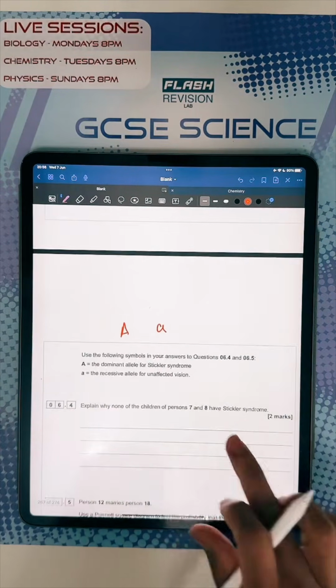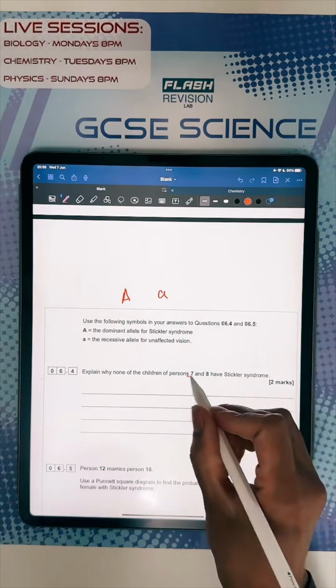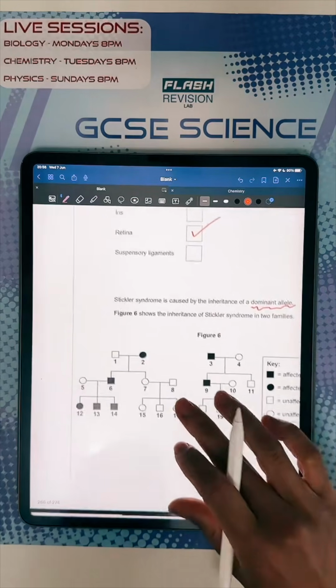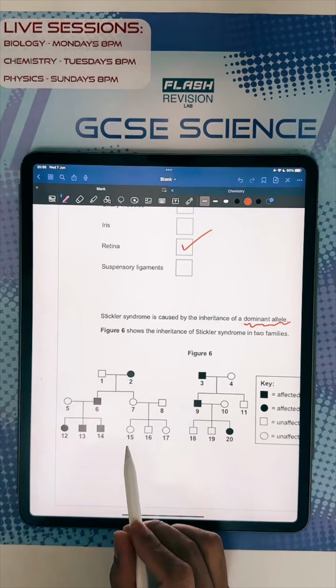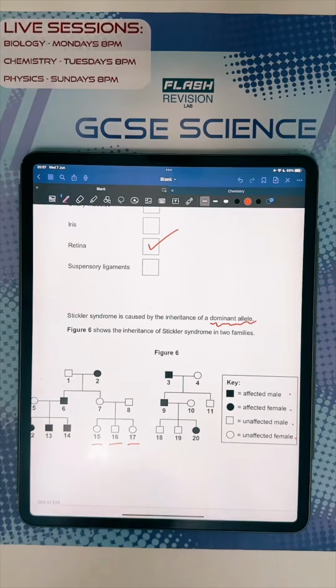Explain why none of the children of persons 7 and 8 have Stickler syndrome. So 7 and 8. Let's go back to our diagram. 7 and 8 is here. Why would you say none of their children have the disease? Because remember, if it's not shaded, it means they don't have the disease. Saying recessive is not enough. You have to say a bit more.